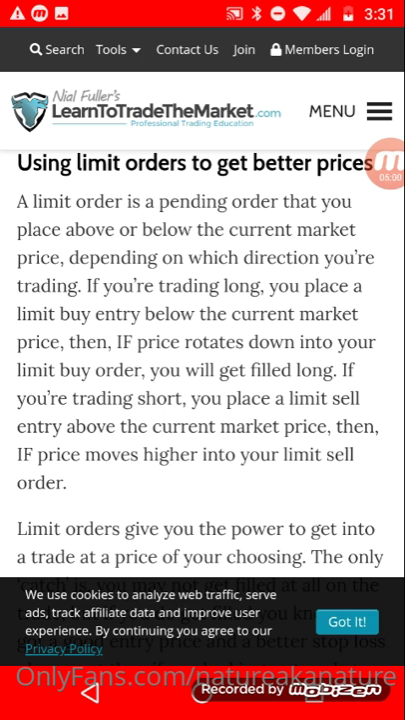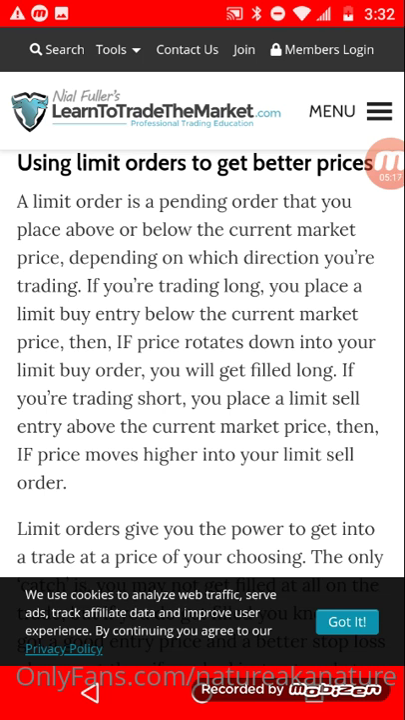So when price finally does pull back, and when price rotates down and pulls back into your limit buy order, it will get filled. It will get active. It will no longer be pending. It will be active.